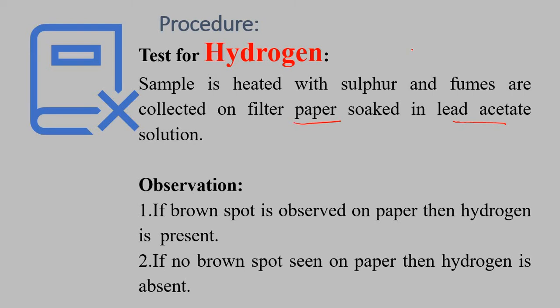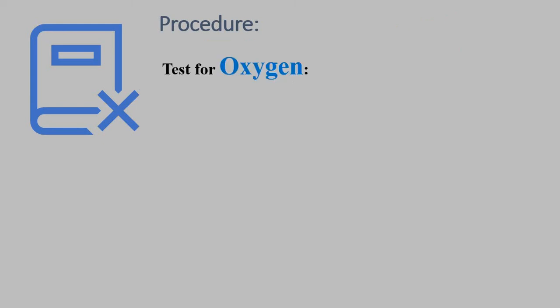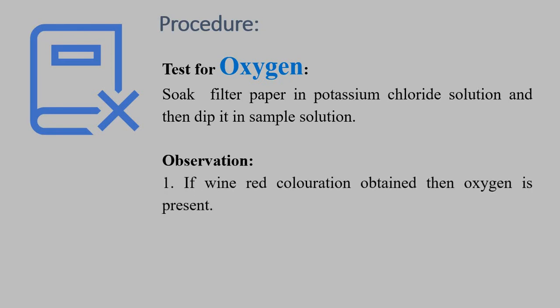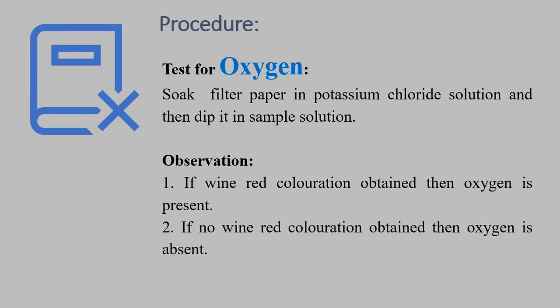So we are done with the carbon and hydrogen present in the organic compound. Now we'll see different heteroatoms along with the oxygen. Now the next test is for oxygen. Soak filter paper in potassium chloride solution and then dip it in the sample solution. What are the observations? If wine red coloration is obtained, then oxygen is present, and if no wine red color, then oxygen is absent. So this is a simple test for determination of oxygen.